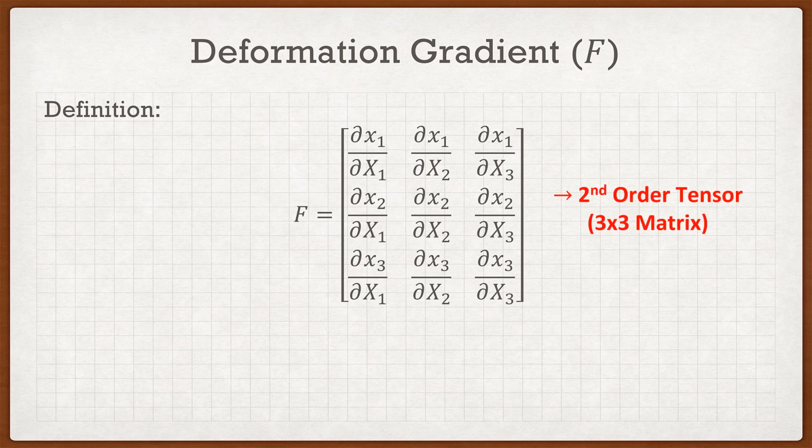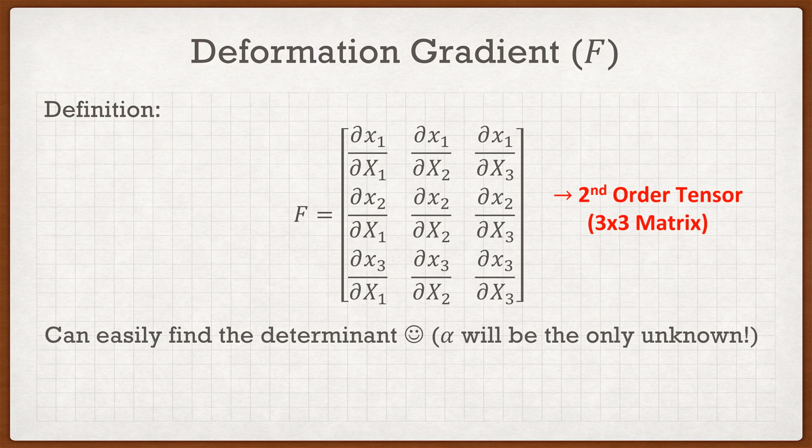So the first thing that we have to understand is that F right here is going to be a second order tensor. Well, what does that mean? It's going to be a 3x3 matrix. And you're thinking, if all the partial derivatives weren't in there and I just had F in terms of numbers, and it's just a 3 by 3 matrix, then it's easy, because for a 3 by 3 matrix I can easily find the determinant. And if I find the determinant and it's in terms of alpha, well, I have one equation, one unknown. I can easily solve for that alpha.